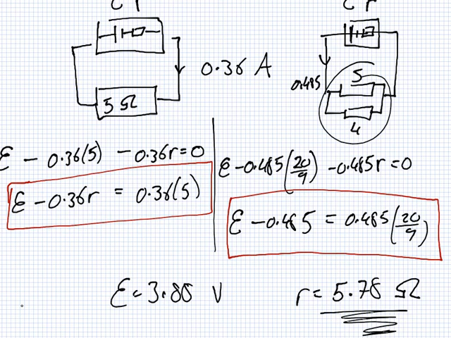Determine the EMF of the cell. Done. The voltage of the cell. Okay, wait. Isn't there a formula for the internal resistance? Or don't we use that?